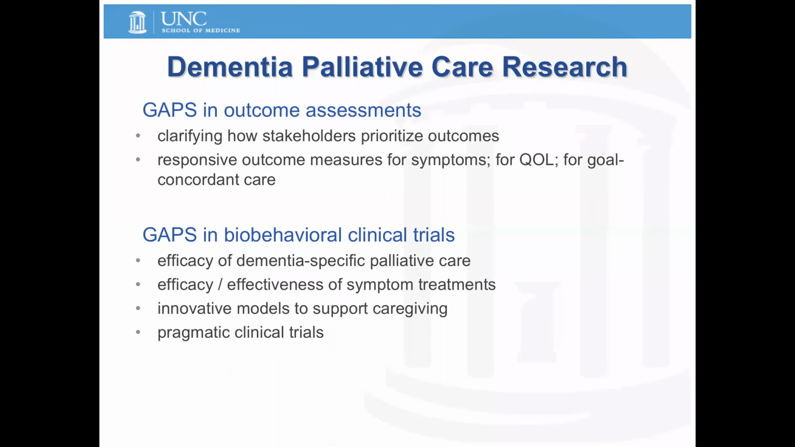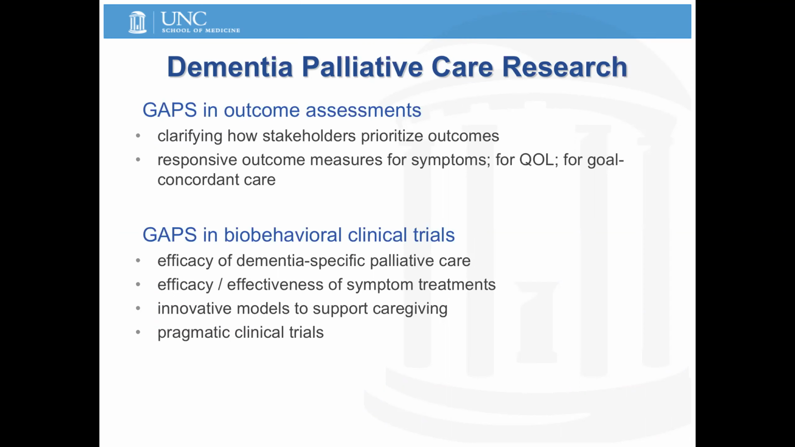For example, in outcome assessment, we really still struggle to know for sure how stakeholders, particularly people living with dementia and their caregivers, prioritize a variety of outcomes, and I'll talk some more about that. We also have a variety of outcome measures we can use, but we need more research on measurement that is responsive to interventions, particularly in areas of symptom distress, quality of life, or data capture for goal concordant care.